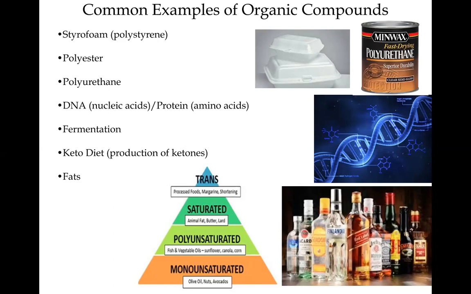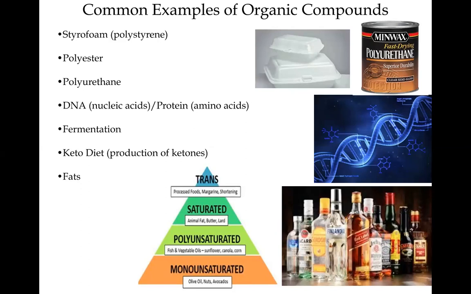Fermentation is a process of taking an organic compound, sugar, and breaking it down into a non-organic compound, carbon dioxide, and an organic compound, ethanol. And then, the keto diet, that's been kind of a diet trend the last couple of years. The result of that diet is the production of ketones. Hence the name keto diet. And we'll talk about ketones later as well.